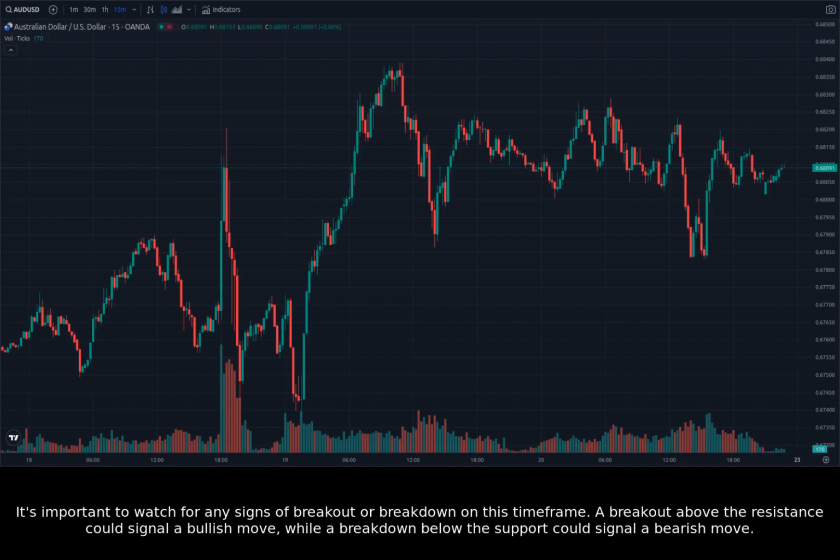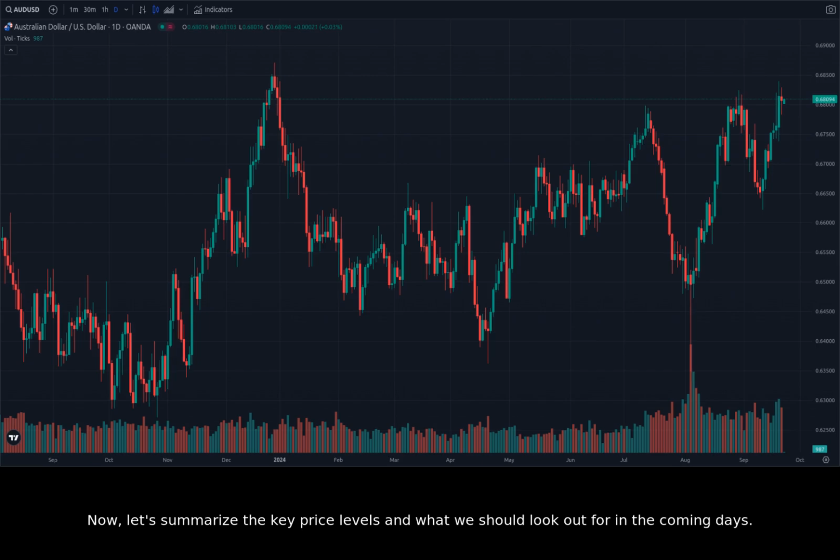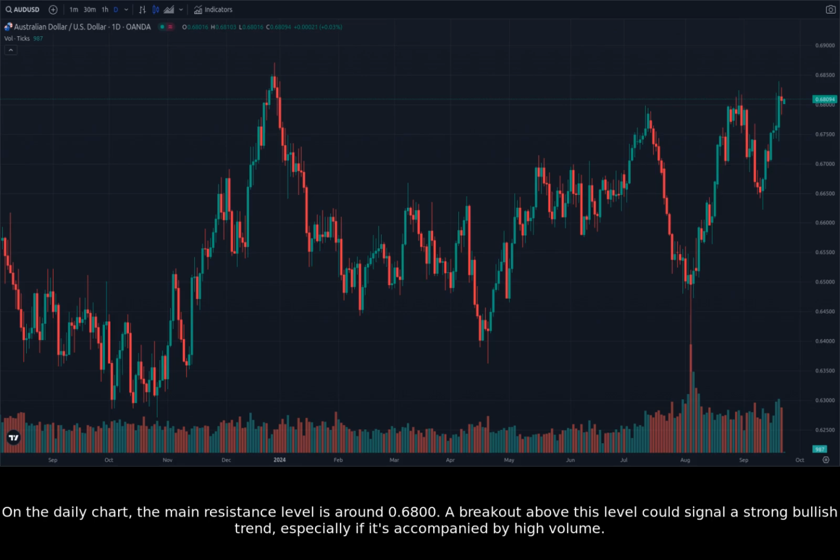A breakout above the resistance could signal a bullish move, while a breakdown below the support could signal a bearish move. Now, let's summarize the key price levels and what we should look out for in the coming days. On the daily chart, the main resistance level is around 0.6800. A breakout above this level could signal a strong bullish trend, especially if it's accompanied by high volume.